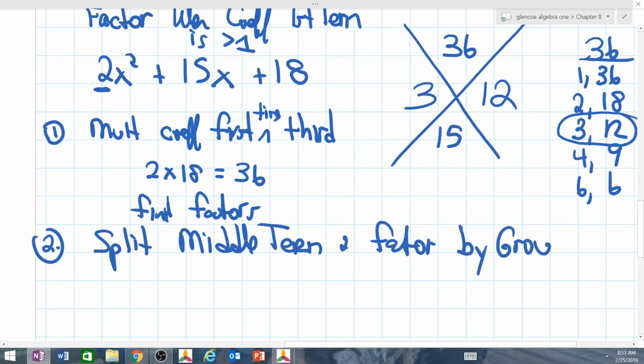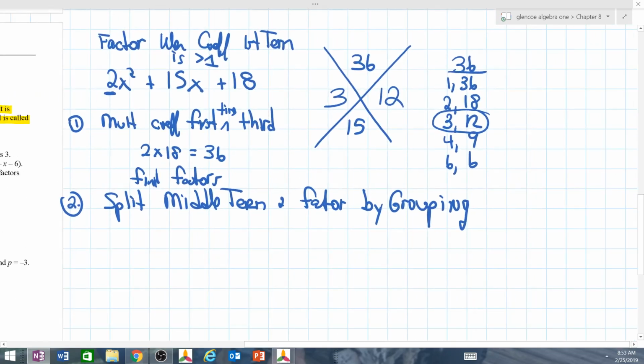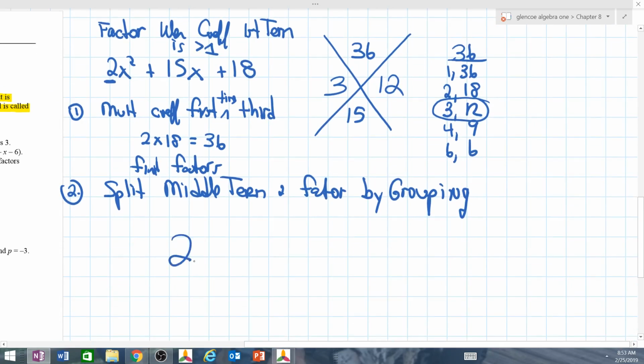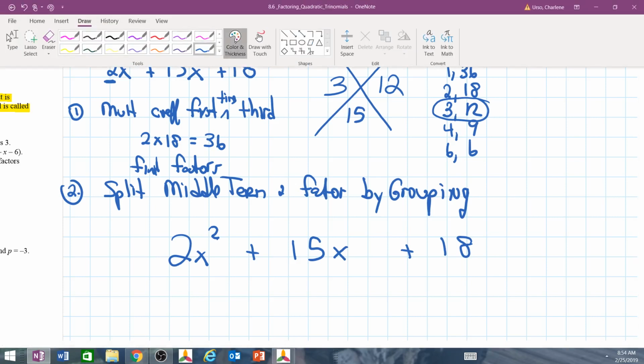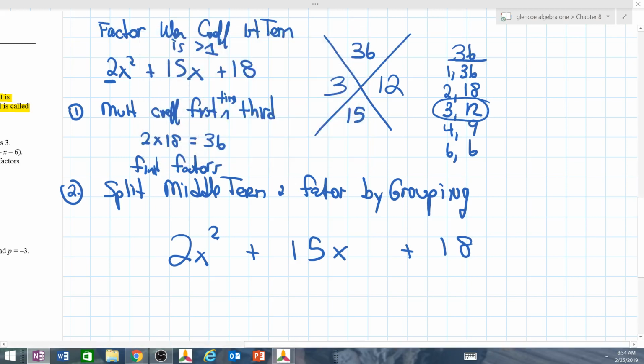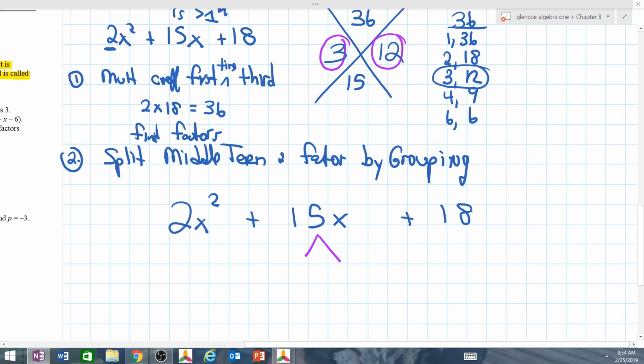So we're going to force this thing to go from 3 terms to 4 terms. So it's going to look like this. 2x squared plus 15x plus 18. Can everybody tell me what's the middle term? The middle term is what? 15x. 15x is going to be split or rewritten using the 2 factors that are on the side of the x. What are the 2 factors there, guys? 3 and 12. So this becomes 2x squared plus 3x plus 12x plus 18.